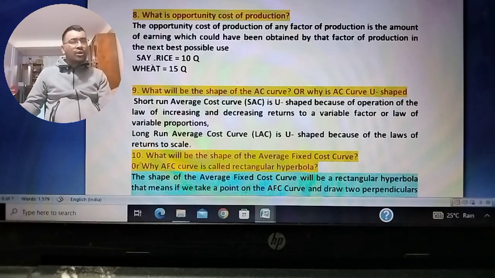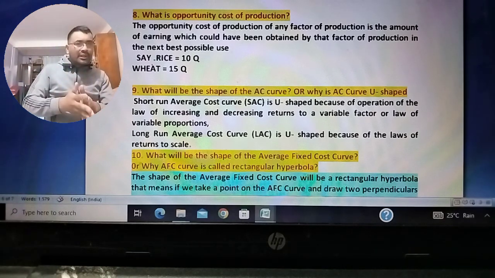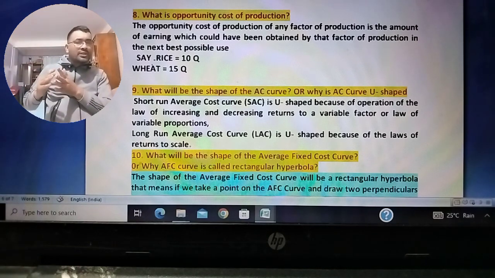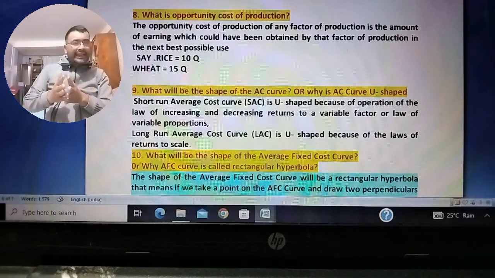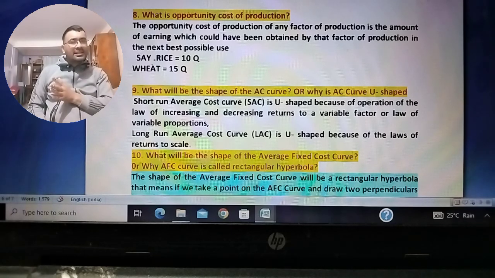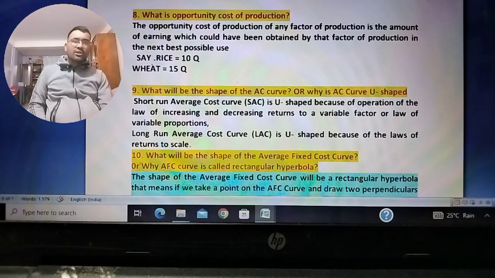So the opportunity cost of producing wheat is 15 quintal of rice. If you use the resources in one use, then you cannot use the resources for other use because resources are scarce. So if you are using it for one particular use, then you have to sacrifice its benefit that can be obtained by using the resources in alternative use, and that is what is known as opportunity cost of production.